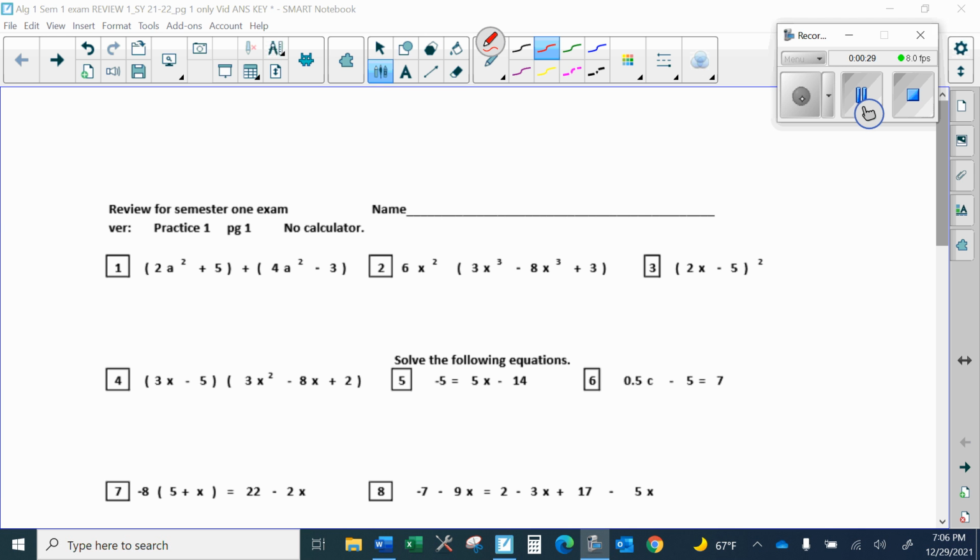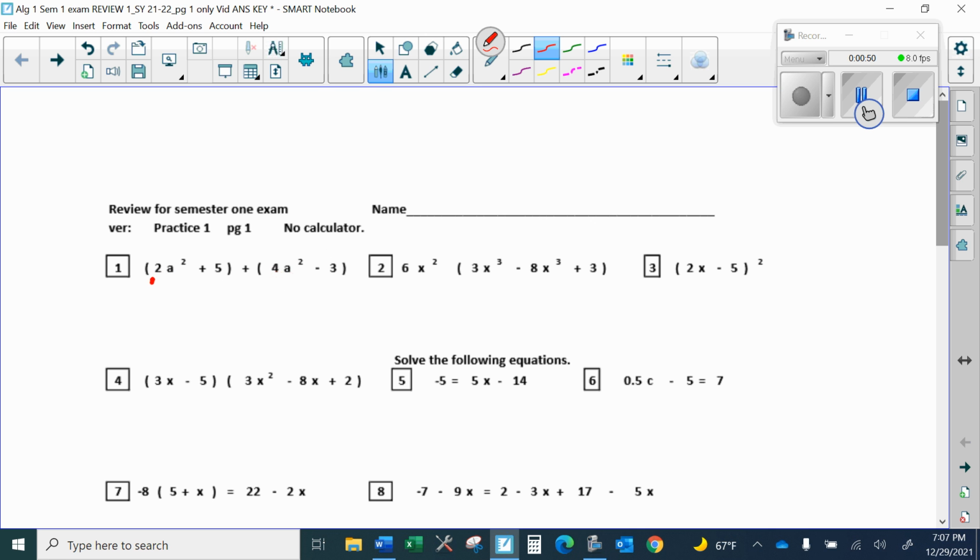Number one. Since the coefficient on both of these is 1, anything outside the parentheses is your coefficient that you need to distribute through there. Since they're both 1, I can just take off the parentheses right now if I wanted to. Okay. I could then just underline the like terms and add them together.